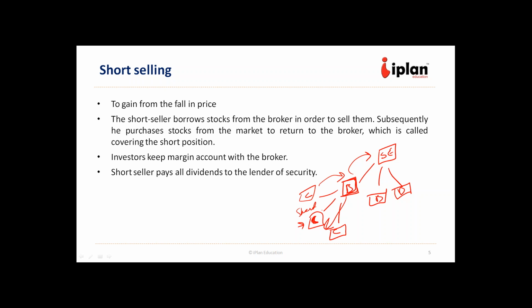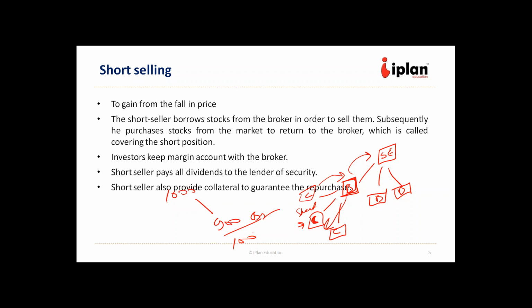Let's say it goes down, you cover, then it is your profit. So let's say you sell it at 1000 and the price goes to 900 and you cover the position by buying, so you're closing and you're making a profit of 100. Now during this period, the short seller is not owning these stocks. So the stocks are owned by the original broker, or another client. Whoever is owning the stock at that time will get the dividend, not the short seller.